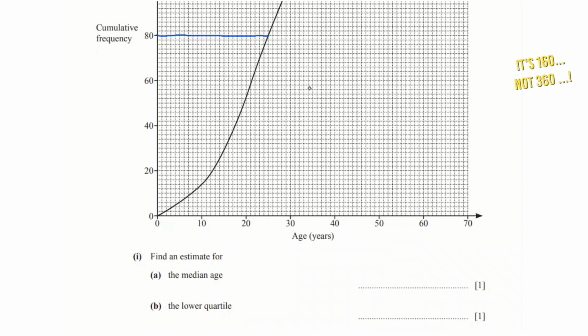So it's somewhere over here. Go down. Use your scales while doing it. 20, 21, 22, 23, 24, 25. So the age is 25. But the next is lower quartile. Lower quartile is 25%. So it is going to be 40. 40 comes somewhere over here.